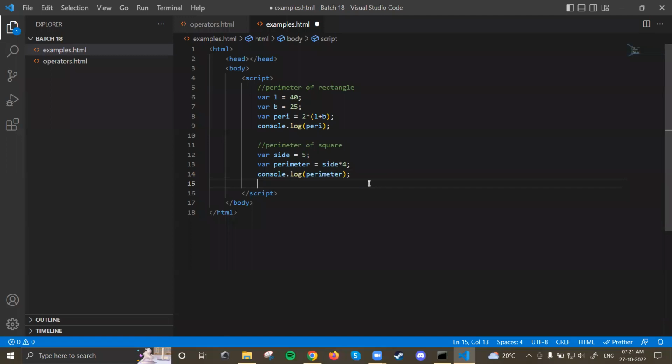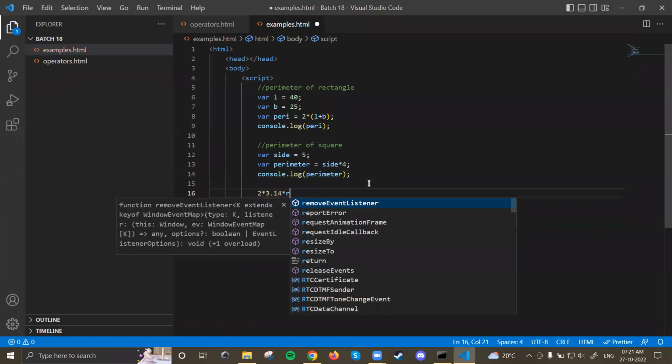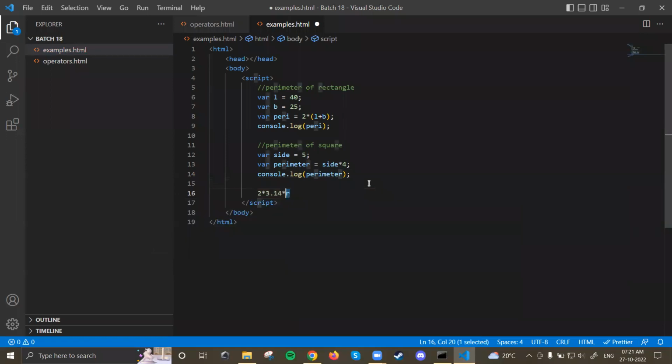So what is the perimeter of a circle known as? It is known as the circumference, isn't it? Circumference is twice pi r. So you can write 2 into pi. For pi you can give some value like 3.14 or something. So the expression will be something like this: 2 into 3.14 into the radius. So whatever the radius, if r is equal to 30, it will automatically take 30. If r is equal to 40, it will take 40. So the expression will be like this.